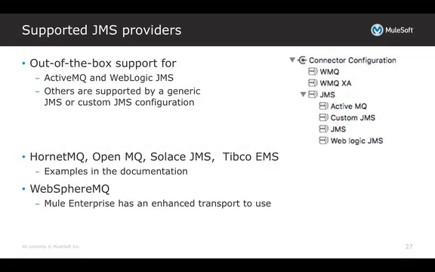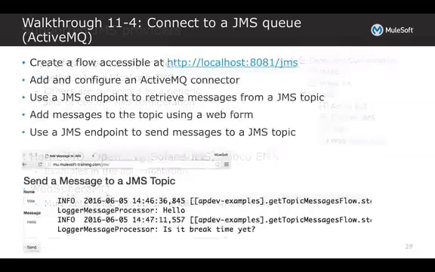The out-of-the-box support are ActiveMQ and WebLogic JMS, and others are supported by a generic JMS or custom JMS configuration: HornetMQ, OpenMQ, Solus JMS, and Tibco EMS. You can find examples in our documentation. And then lastly, WebSphere MQ, which is a Mule Enterprise enhanced transport that you can use with an enterprise subscription.